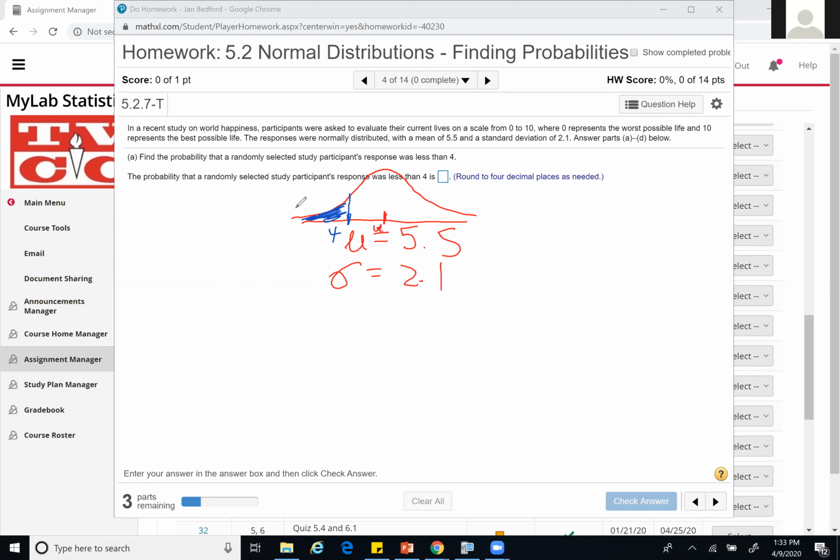I'm good. Okay, and JT and Troy, I think y'all are probably doing well with it too. So we want to find the probability that X is less than 4.